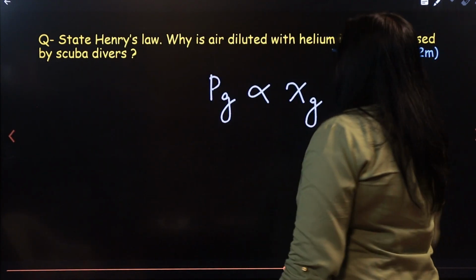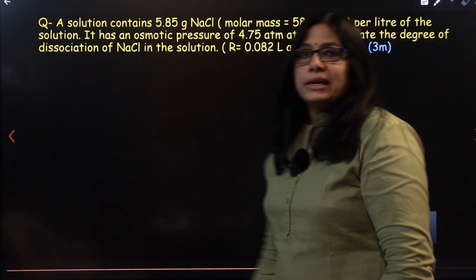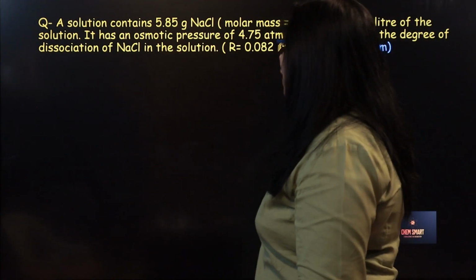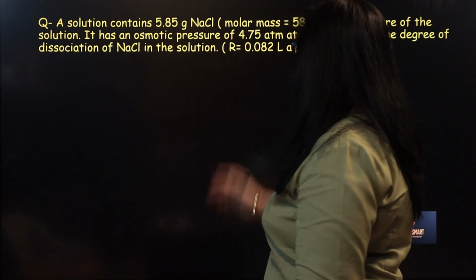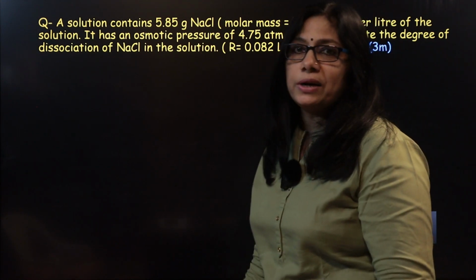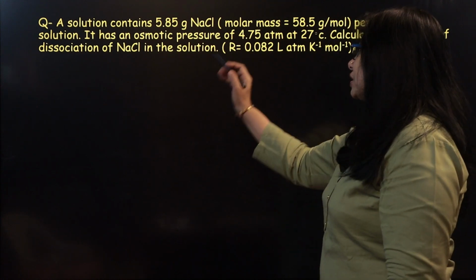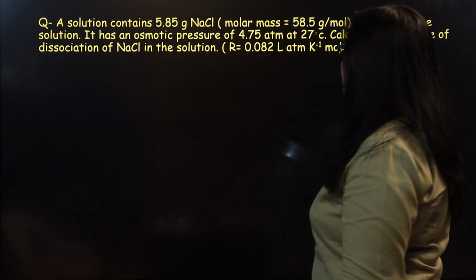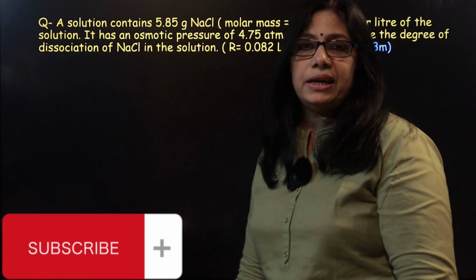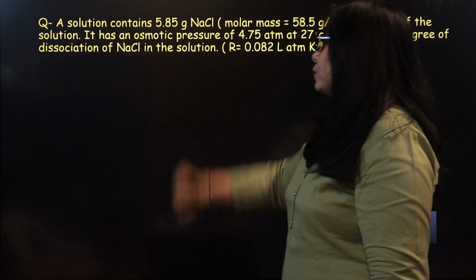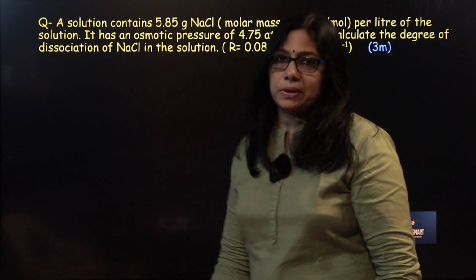Now, next question is a numerical. A solution contains 5.85 gram of NaCl, molar mass 58.5 grams per mole, per liter of the solution. Osmotic pressure is 4.75 atm at 27 degree centigrade, which is 300 Kelvin. You know that. Calculate the degree of dissociation of NaCl in the solution. R value is given.